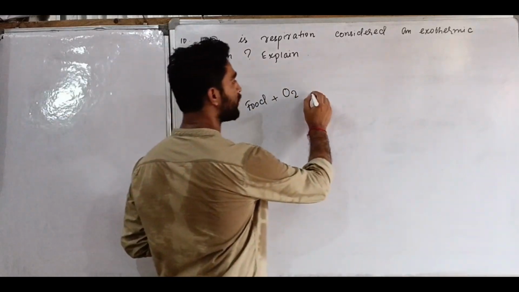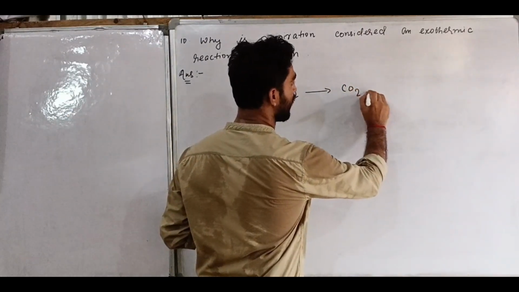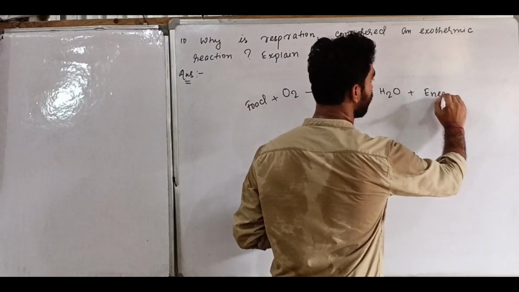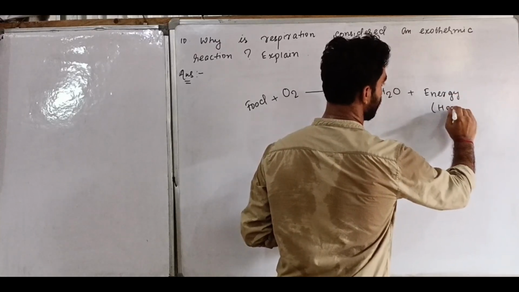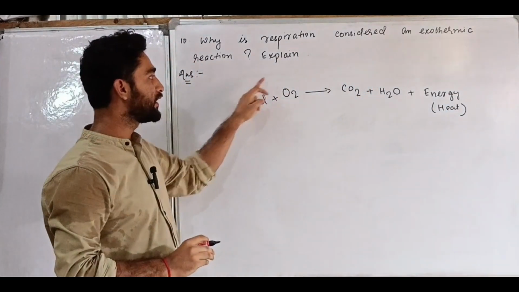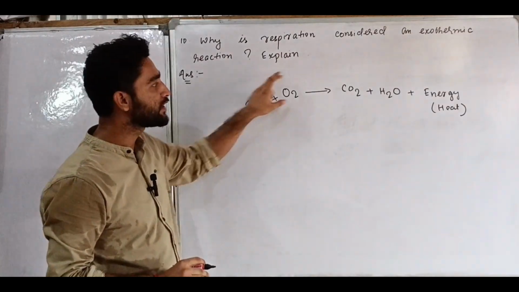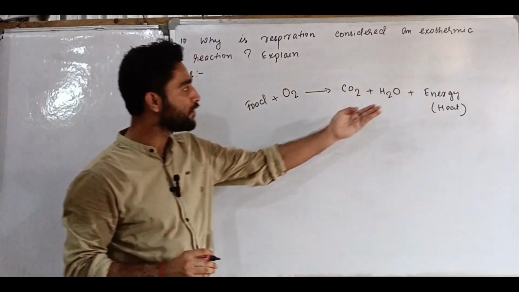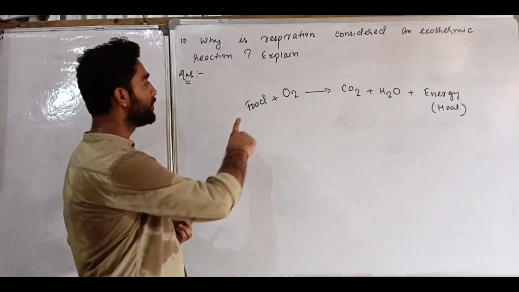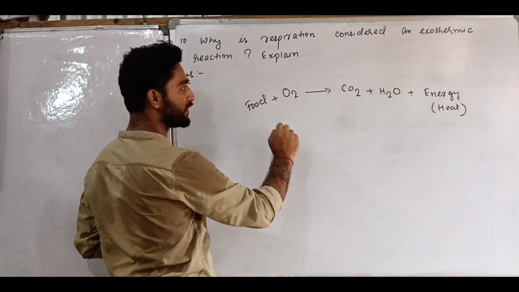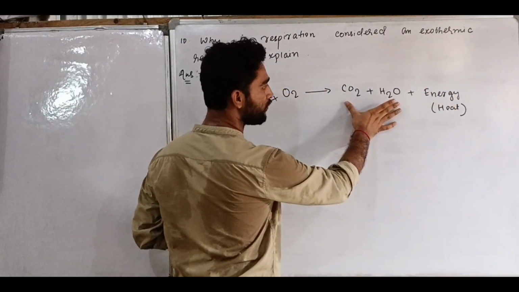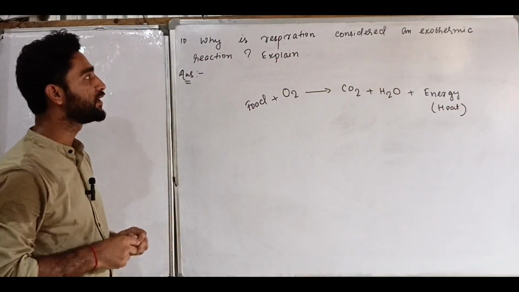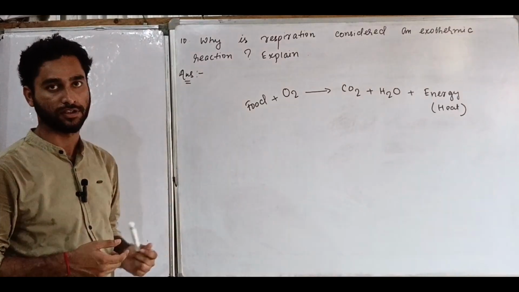This food in presence of oxygen will break down into carbon dioxide plus water, and along with this some amount of heat energy will be released. All this is the reaction of respiration, and this takes place inside the mitochondria. That is why mitochondria is also called the energy house of our cell. When this product forms, along with the formation of the product, some amount of heat is getting released.